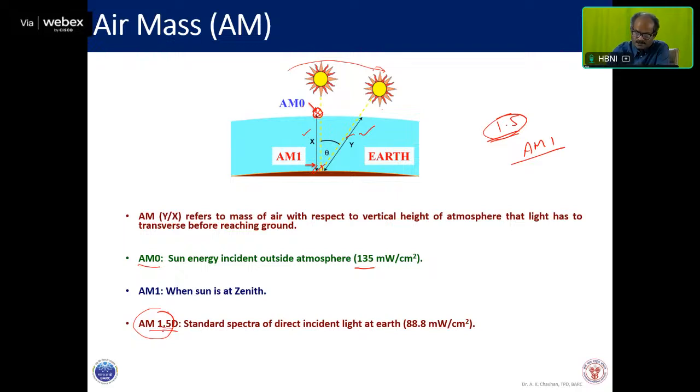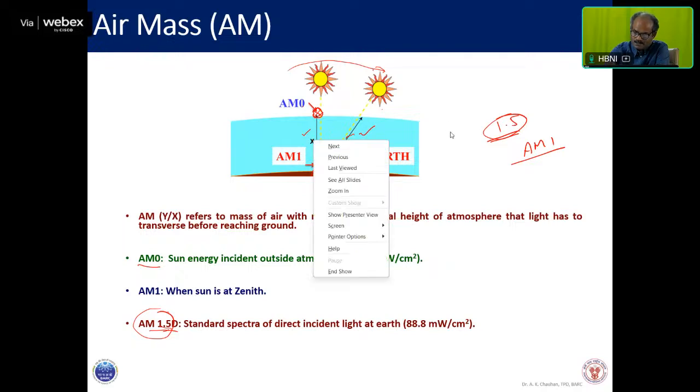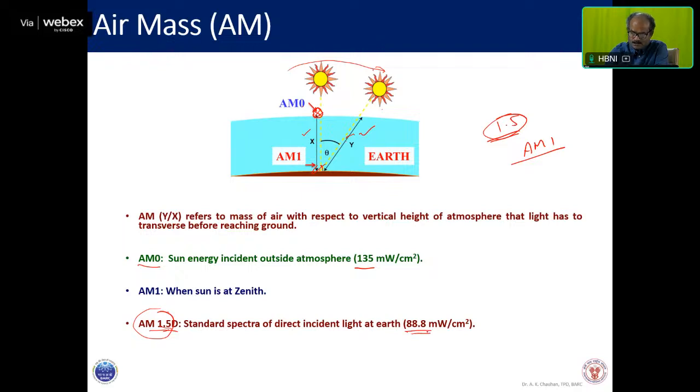So 1.5D is when the light travels 1.5 times this distance, and at that time the intensity received on the Earth is 88.8 milliwatt per centimeter square. This is actually direct, meaning only the light coming directly from this to this. However, at the same point, you will receive some other components also, like scattered light from other sources. So the total 1.5 will be 100 milliwatt per centimeter square.